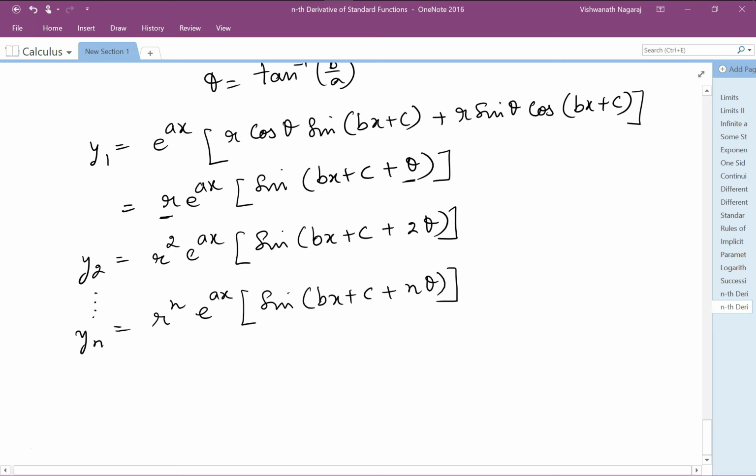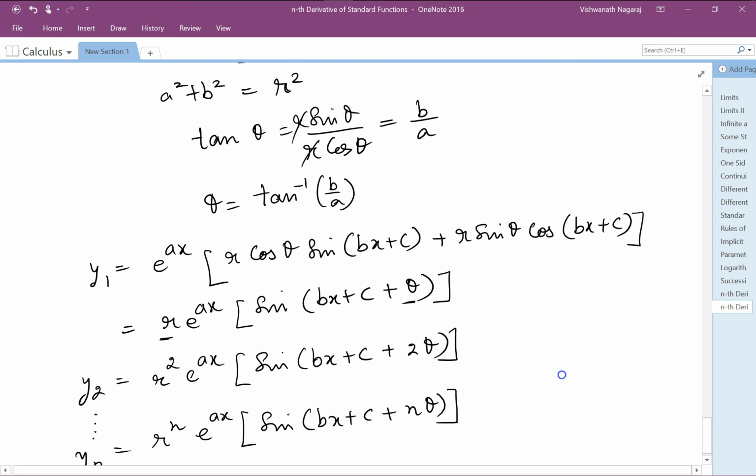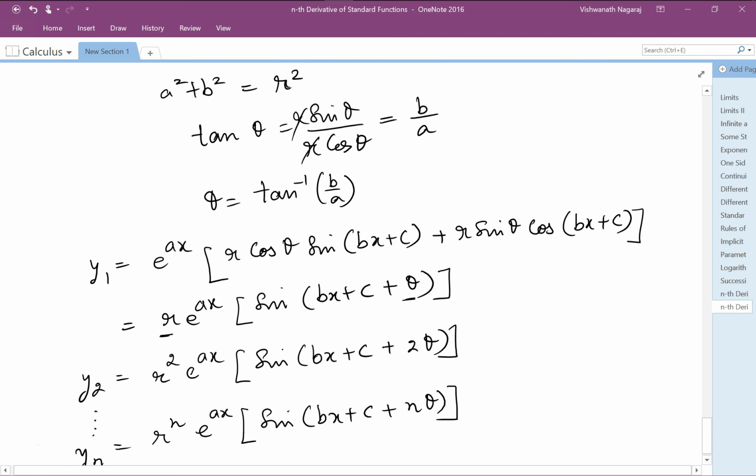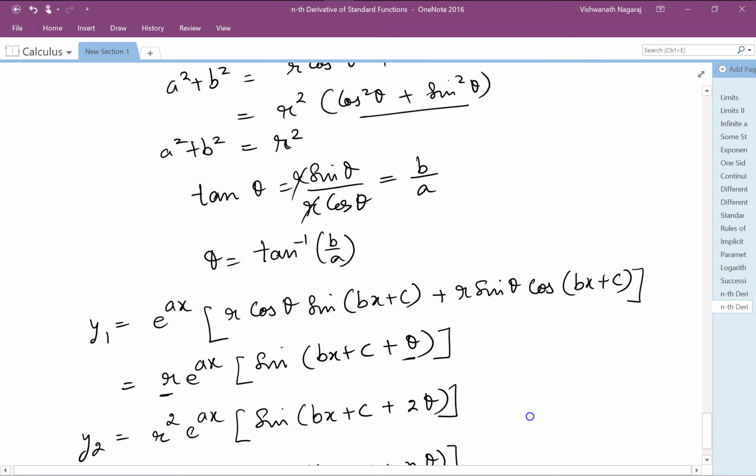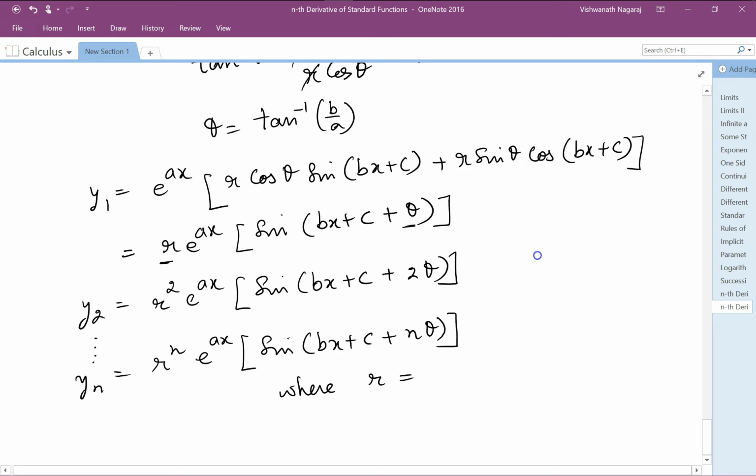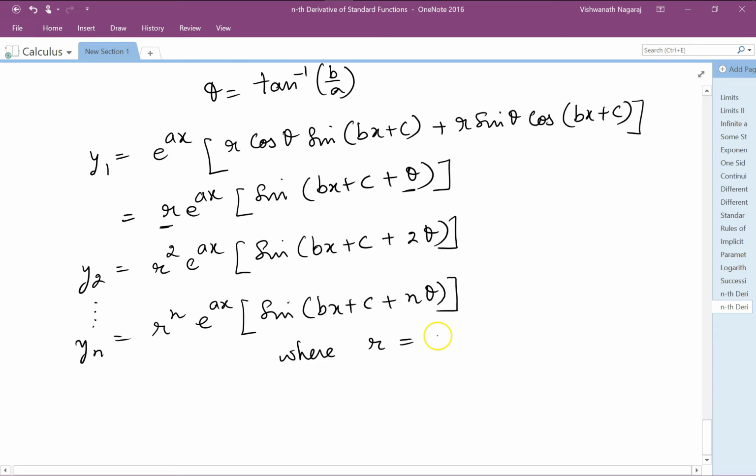Now you might wonder from where will this r come, since in the initial statement we don't have r, but we do have r here. R square is equal to, remember, a square plus b square. So r will be equal to square root of a square plus b square. And theta, what will be theta? Theta will be tan inverse of b by a.